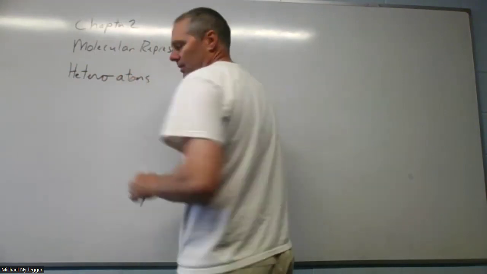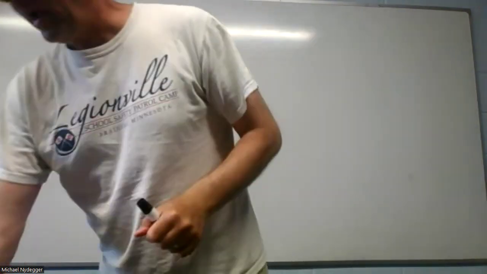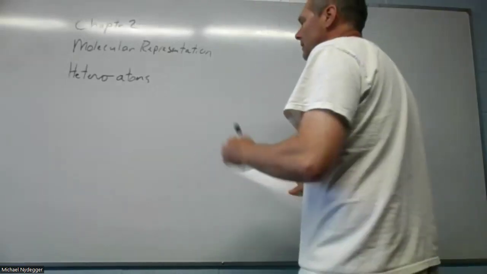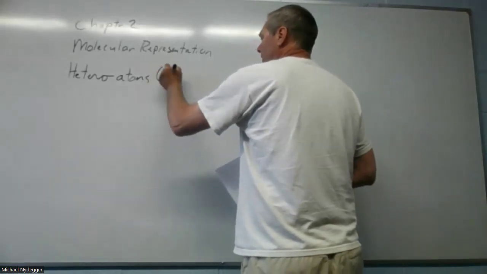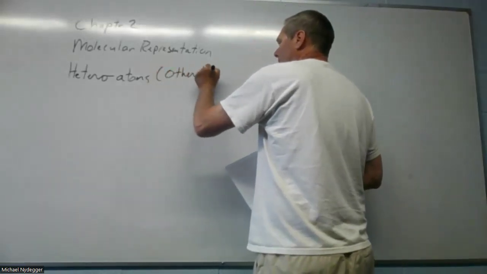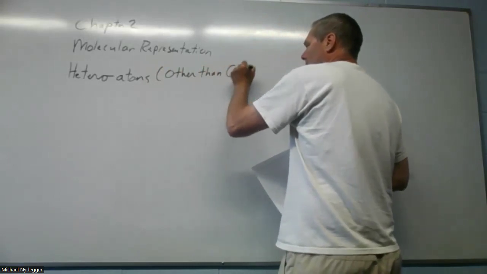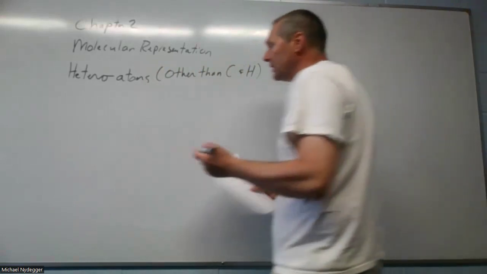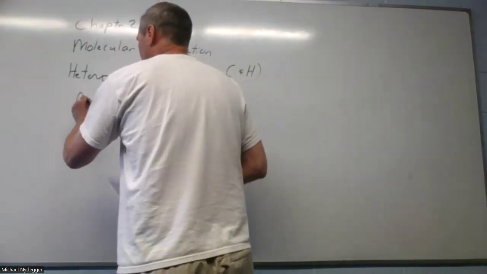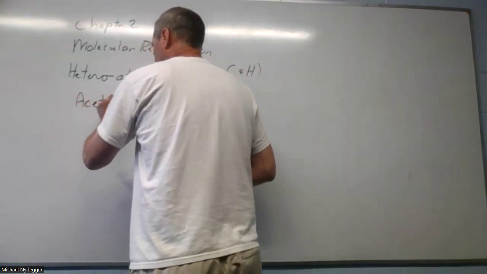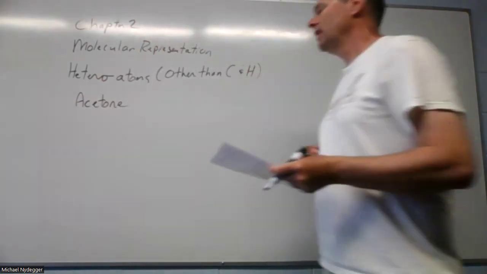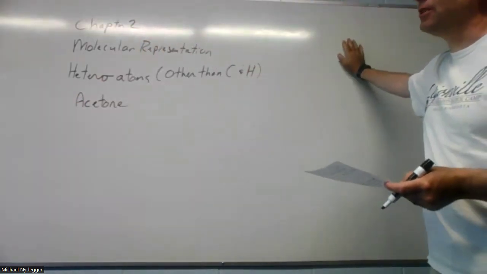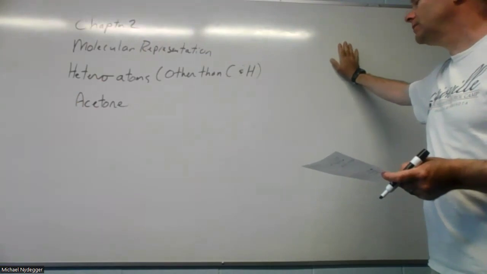Heteroatoms. What I mean by heteroatoms is atoms other than carbon and hydrogen. An example of this would be acetone. It's a very popular solvent. It's a very polar solvent.